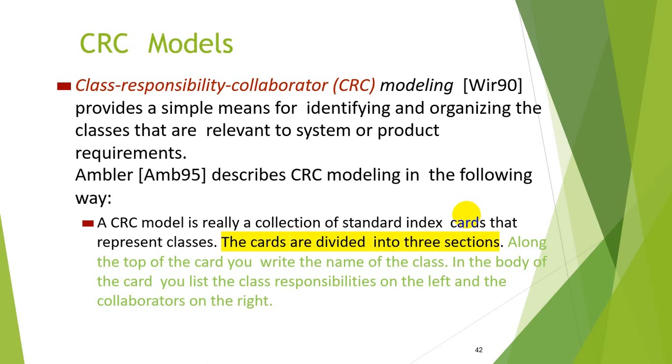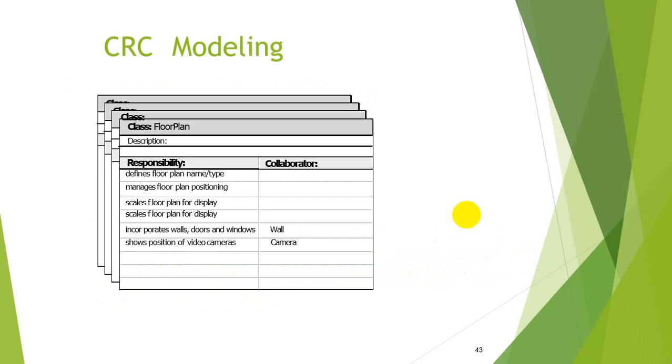The cards are divided into three sections. Along the top of the card, you write the name of the class. In the body of the card, you list the class responsibilities on the left and the collaborators on the right. You can see these index cards. So on the top, you have the name of the class. On the left column, there is responsibility. It defines floor plan name, manages floor plan positioning, scales floor plan for display.